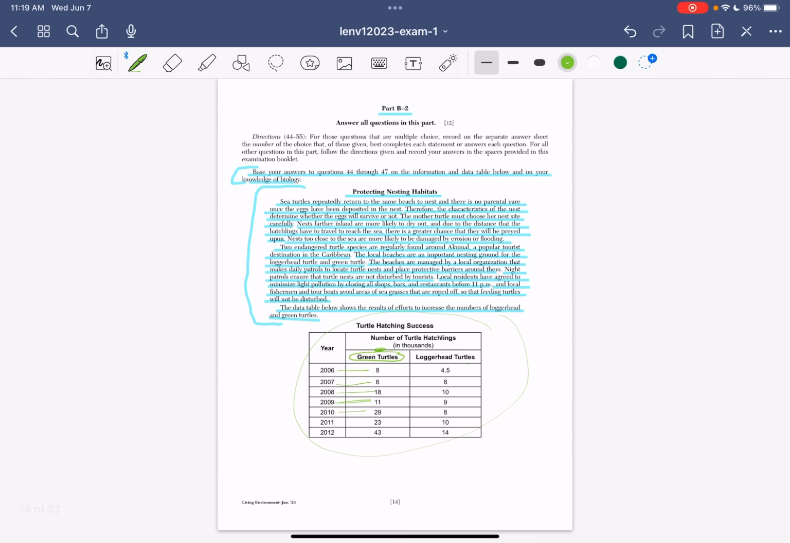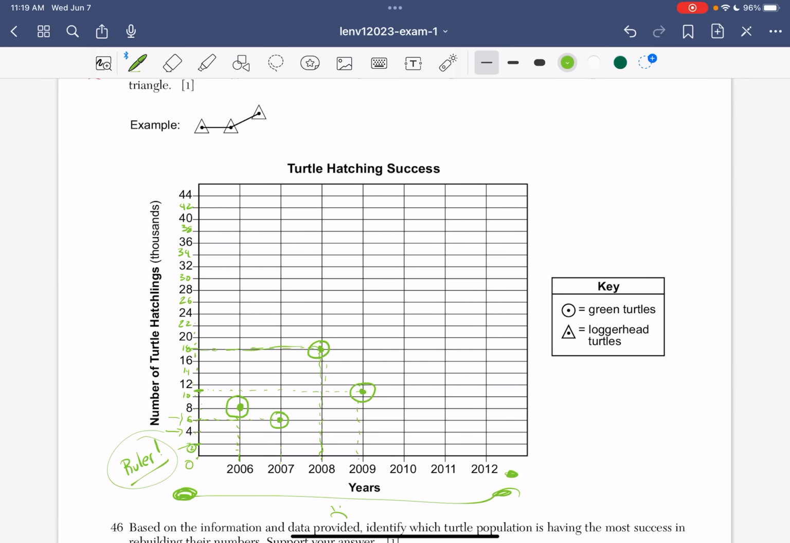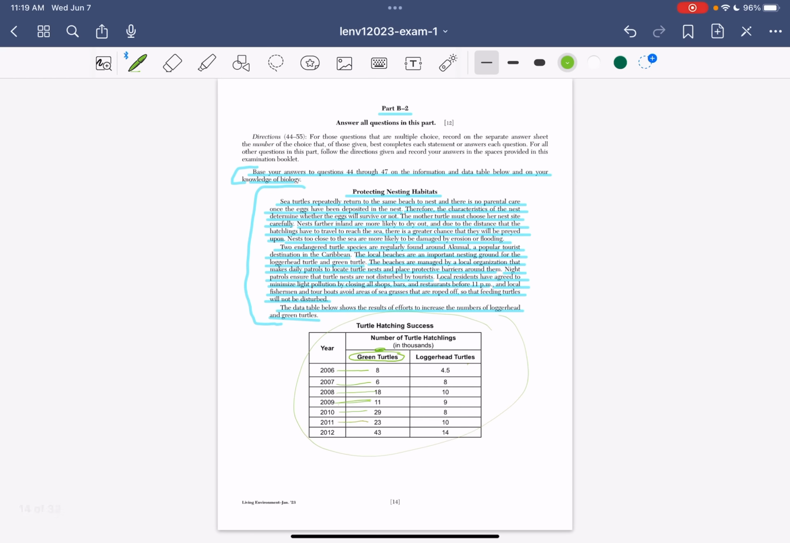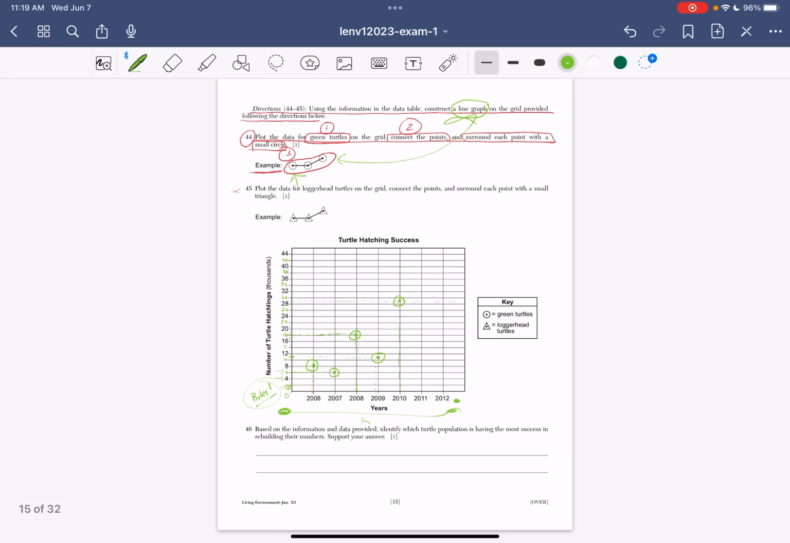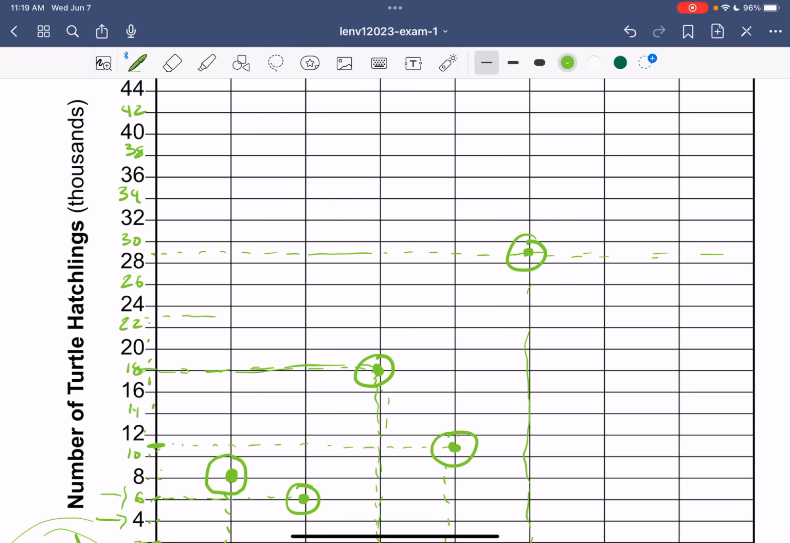Okay, 2010 is 29. 29 is around here. So let's put 29 around there. And then 2010 is around here. Okay, 2011. 2011 is 23. So 23 is around here. Okay, it's around here.